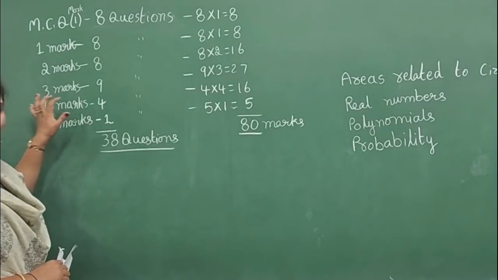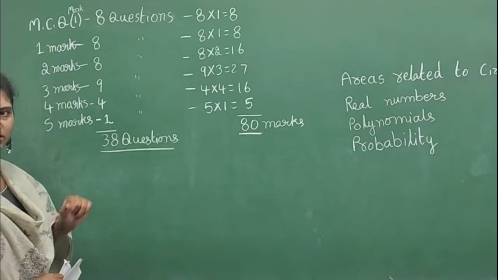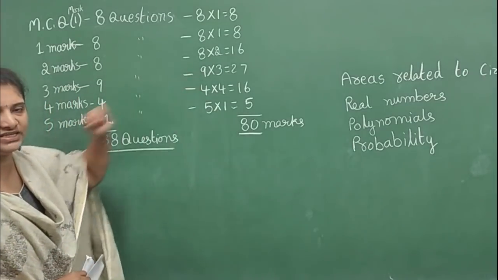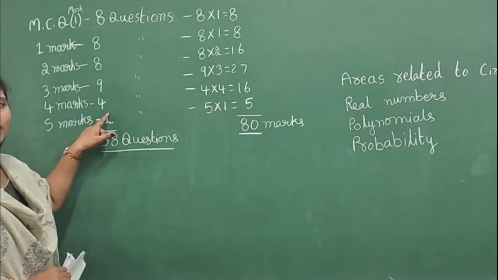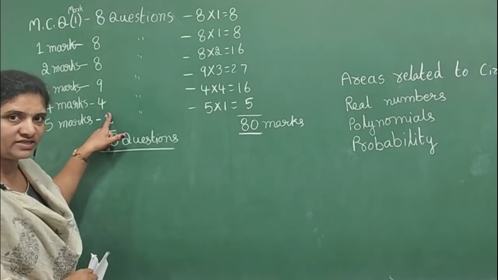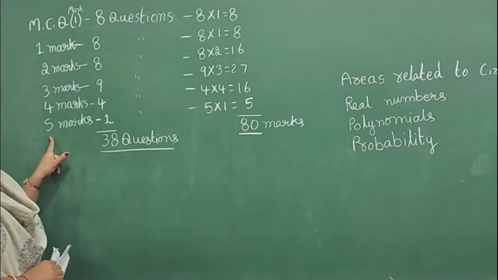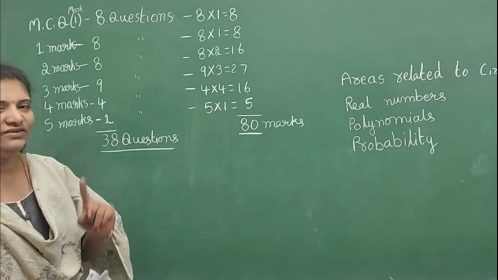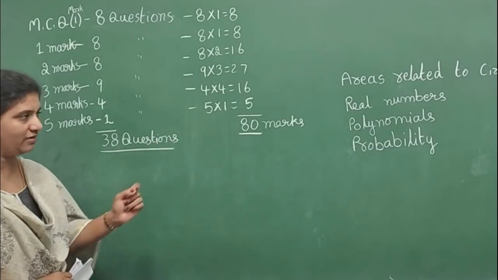Fourth main: 3 mark questions will be there. In that, 9 questions you need to answer. 9 threes are 27 marks. Next main: 4 mark questions. There are 4 questions which you need to answer. 4 fours are 16 marks. And your last main will be only one question, which is a 5 marks question. 5 into 1 will be 5 marks.